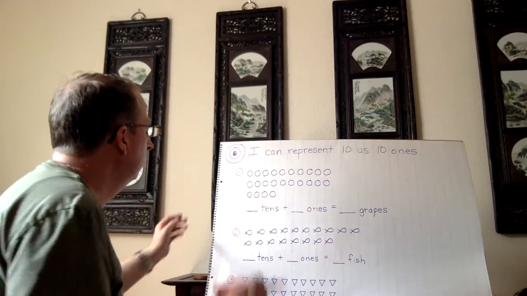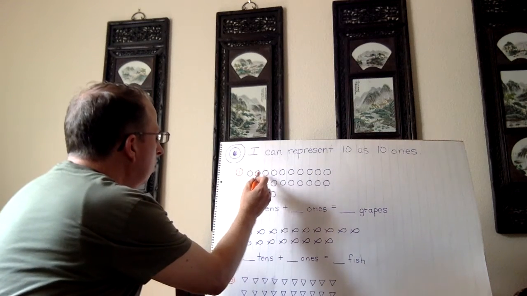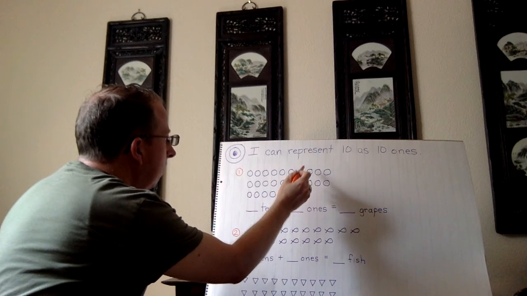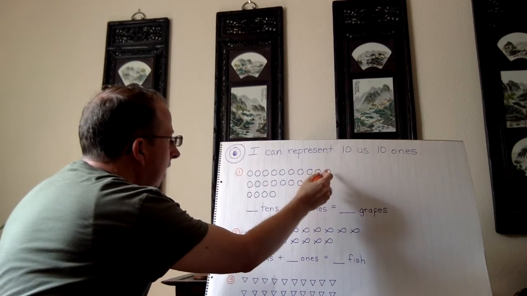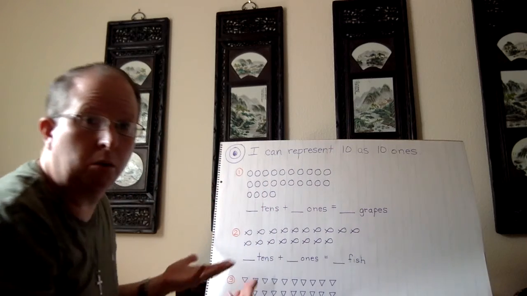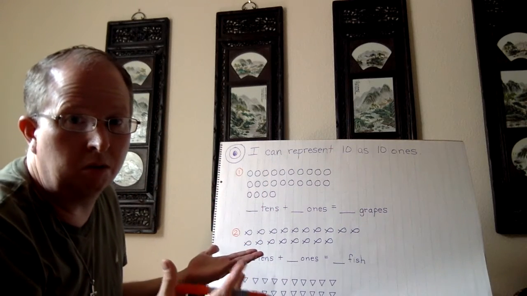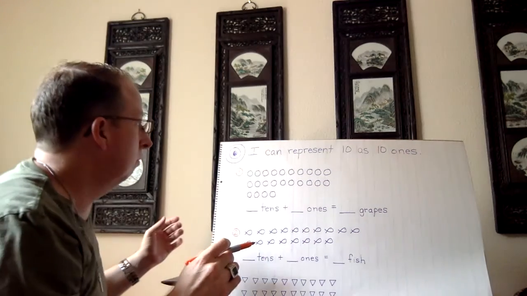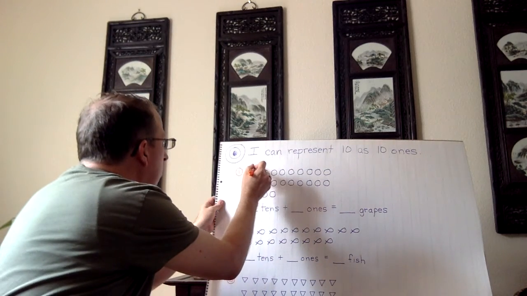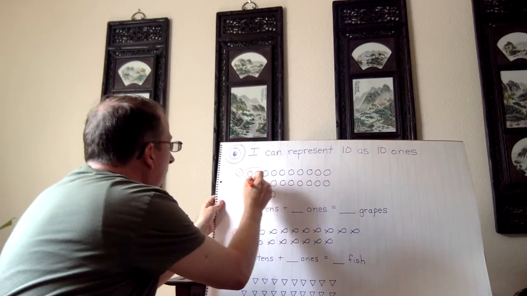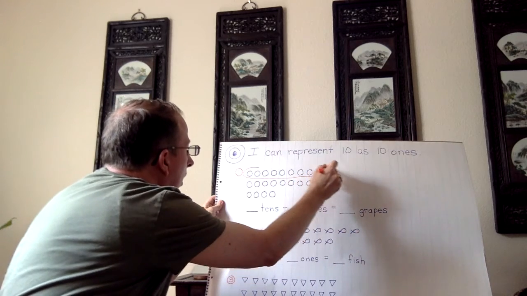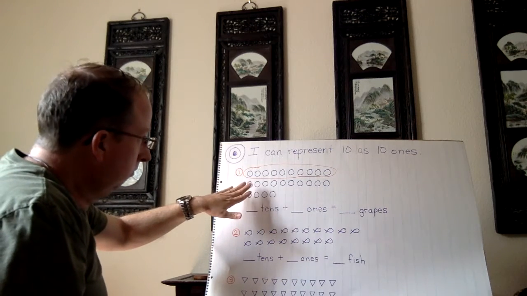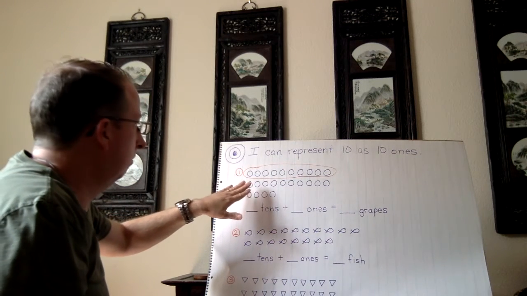Here we go. 1, 2, 3, 4, 5, 6, 7, 8, 9, and 10. Oh, there's our first group of 10. So what I'm going to do first is circle that group of 10. And you can do the same thing as you're drawing your grapes. Okay, that's a big circle. So let's keep going. We have our first group of 10.